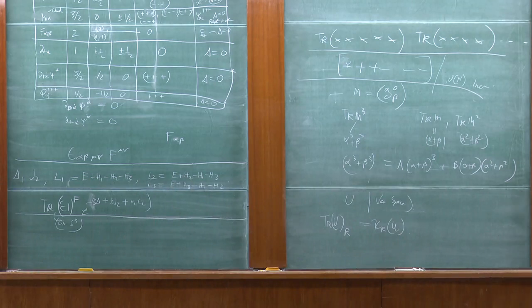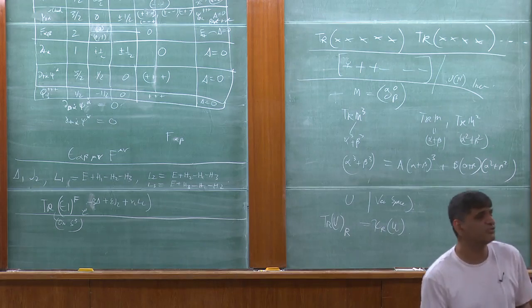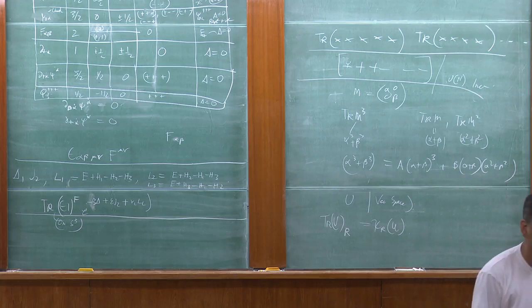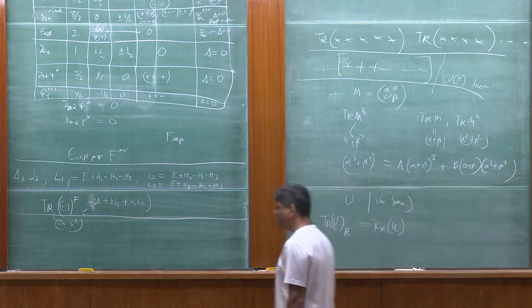I have a representation space, I have a group element acting on it, some matrix. Take the trace of that matrix. That's a number. That number depends on two things. It depends A, on the group element, and B, on the representation in which we're working. That number is called chi R of U. Chi R of U is an extremely useful object in group theory. Now, why is it so useful?